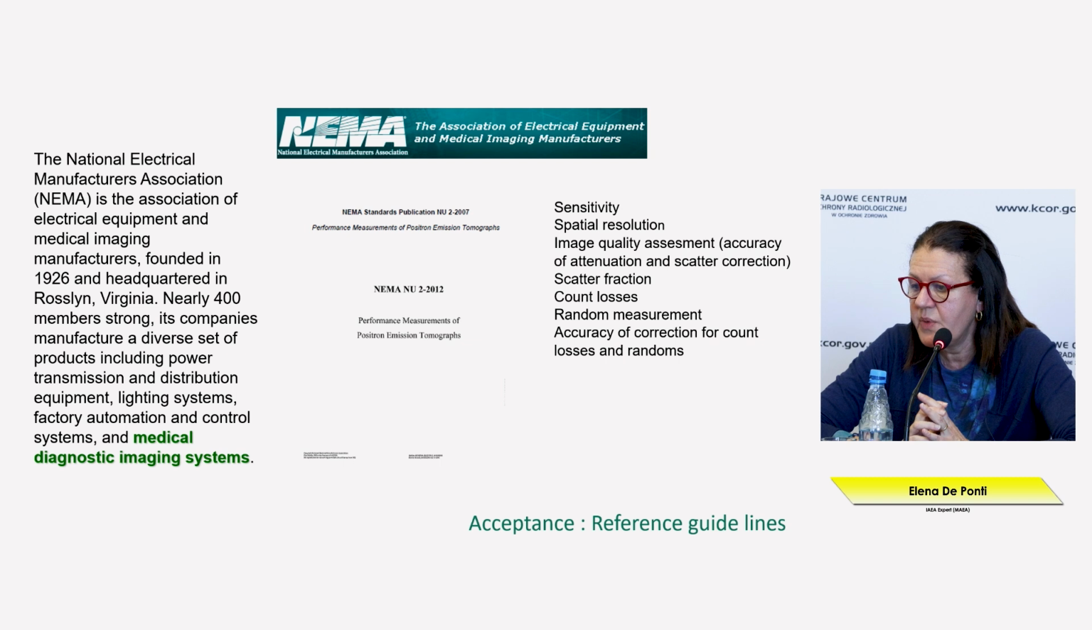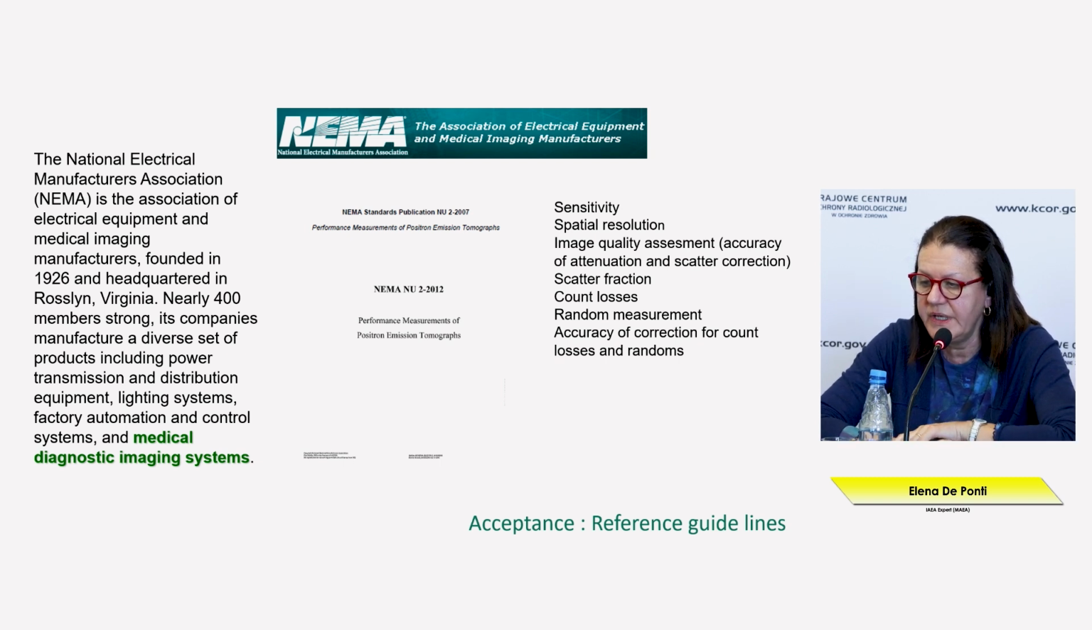At the moment, the list of evaluations and parameters that are included in a NEMA protocol are the sensitivity, the evaluation of the spatial resolution. There's a test, an acquisition, to give a general image quality assessment that also includes an evaluation of the accuracy of attenuation and scatter correction. We can evaluate through the NEMA procedures the scatter fraction and count losses, as well as the random measurements and the accuracy of the correction for count losses and randoms.